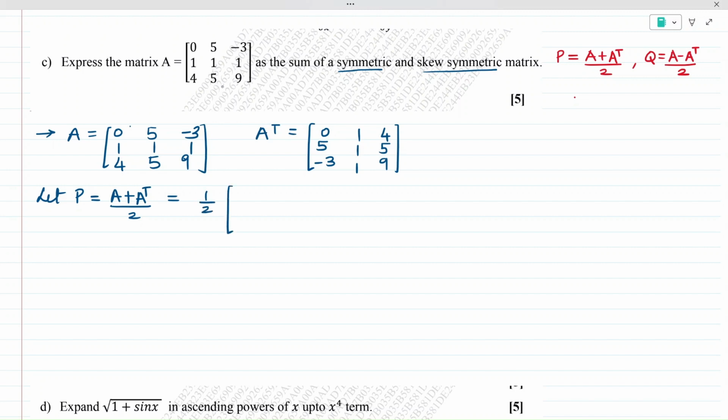If you want, you can show the steps or I'm doing it orally. Term by term, 0 plus 0 is 0, 5 plus 1 is 6, negative 3 plus 4 is going to give me 1, 1 plus 5 is going to give me 6, 1 plus 1 is going to give me 2, 6 again, 1 again, 6 again, and 18. Let's multiply the 2 inside. I am left with 0, 3, 1 by 2, 3, 1, 3, 1 by 2, 3, and 9.